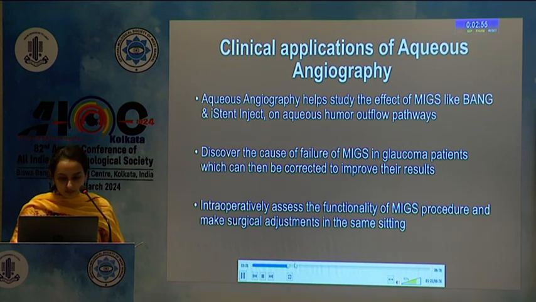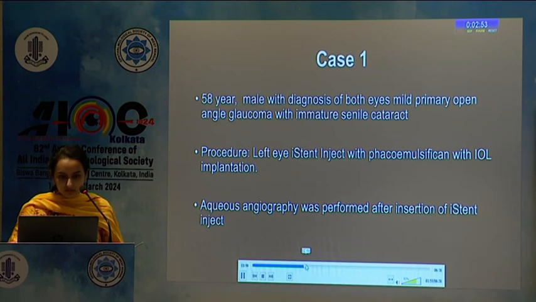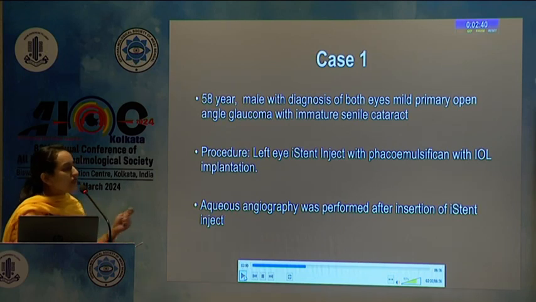Applications of aquasangiography. This was a 58-year-old male with a diagnosis of both eyes mild primary open-angle glaucoma with immature senile cataract. We performed a left eye iStent inject and performed an aquasangiography after insertion of the iStent inject. So I would like to show you the video.